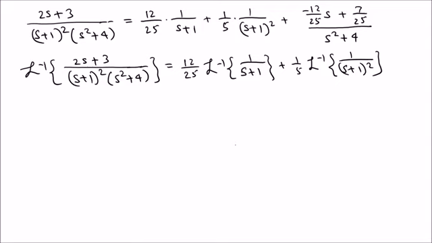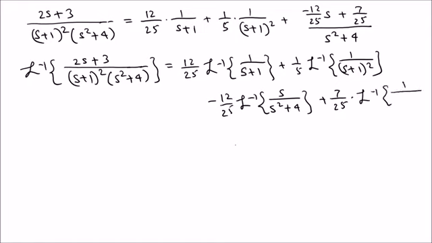The next one, I'm going to split that into two. So we have negative 12 over 25 L inverse of the first one, which is s over s squared plus 4, which is a cosine, plus 7 over 25 L inverse 1 over s squared plus 4. So what we can do, we can multiply by 2 and divide by 2. So that means your final answer is simply going to be 12 over 25 e to the negative t plus 1/5 t e to the negative t.